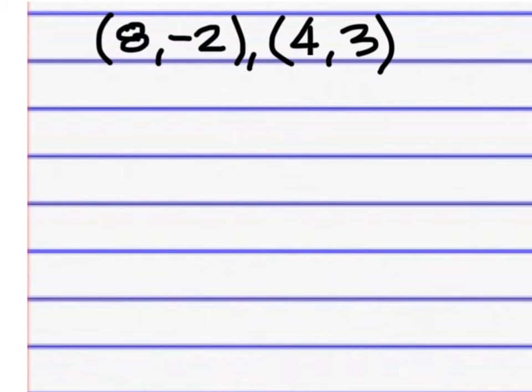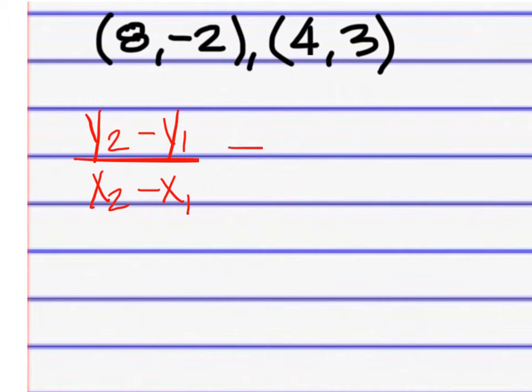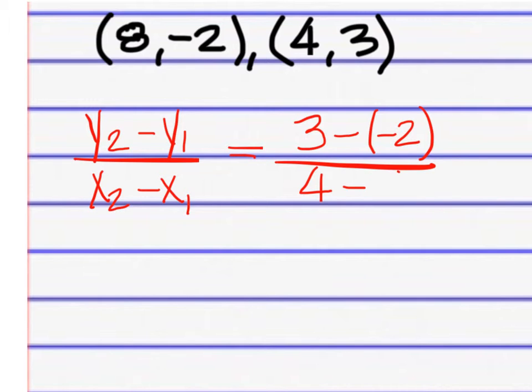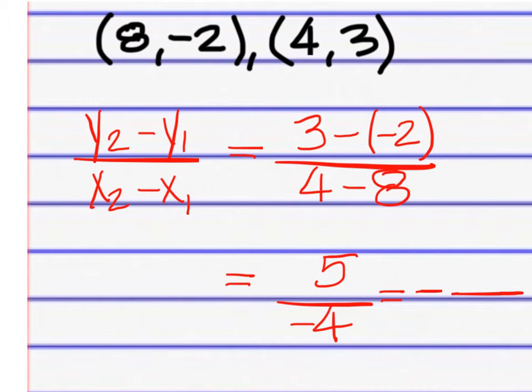The formula is y2 minus y1 over x2 minus x1. That is 3 minus a negative 2 over 4 minus 8. 3 minus a negative 2 is 5. 4 minus 8 is a negative 4. Write the negative sign directly to the left of the fraction bar. The answer is a negative 4/5.